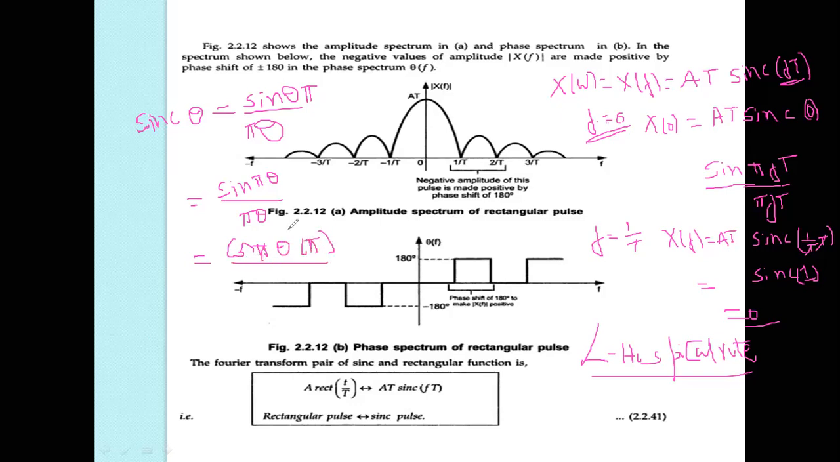whole divided by the derivative of pi theta with respect to theta. L'Hospital rule means take the numerator and apply the derivative with respect to theta. That is cos pi theta, and the theta coefficient is pi. And the denominator also, you can apply the derivative, my dear students. Pi theta gives pi only, theta is 1. So pi gets cancelled and this becomes cos theta.